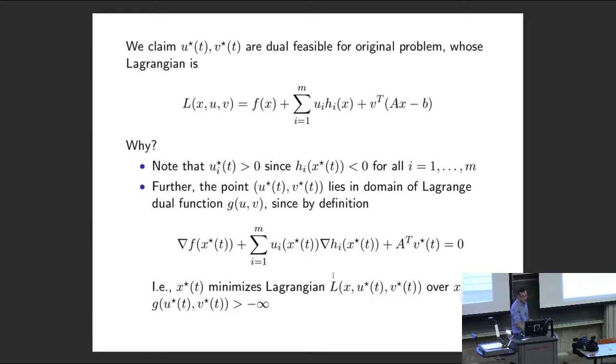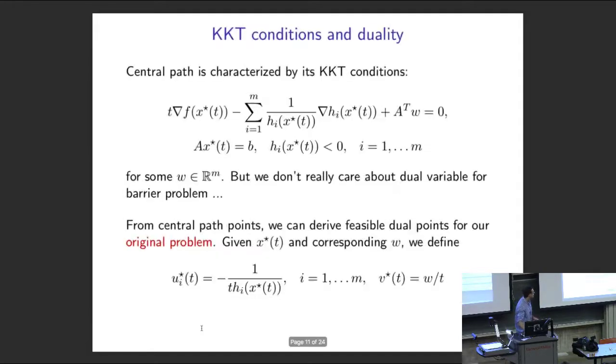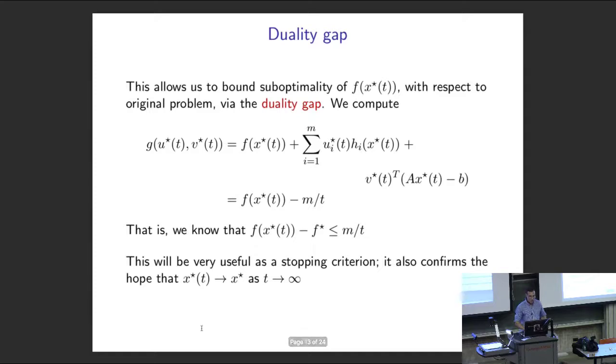Okay, and because x minimizes the Lagrangian at the point u and v, we know that it's not going to be ill-defined there. It's actually going to be strictly away from negative infinity. So all this was just to say that this definition gives us feasible dual points for our original problem. And that's a very helpful thing to know, because now we can compute a duality gap.